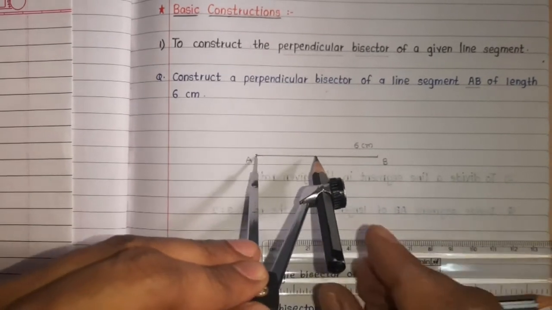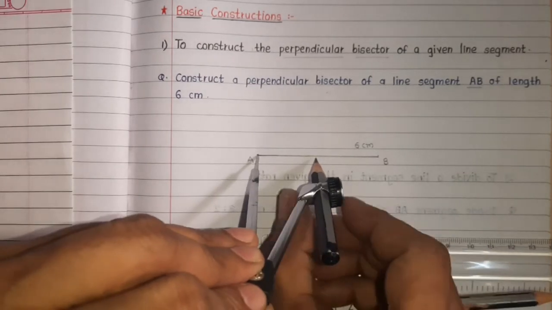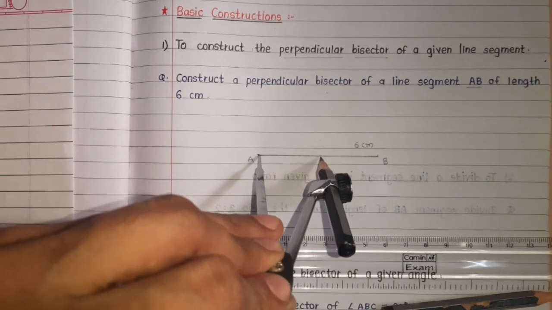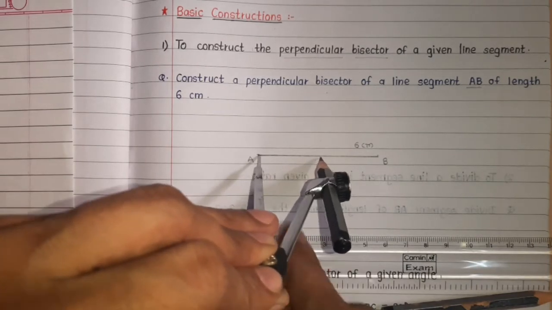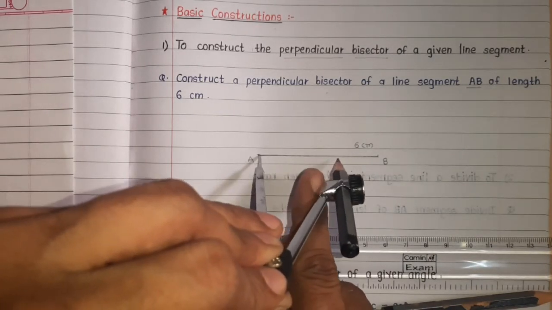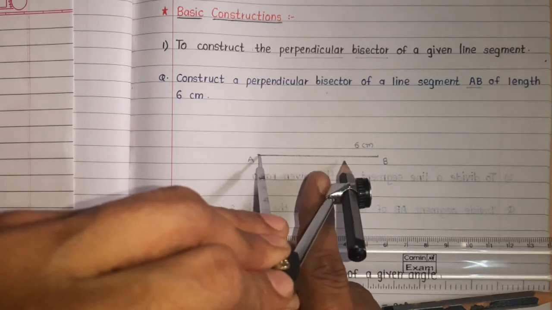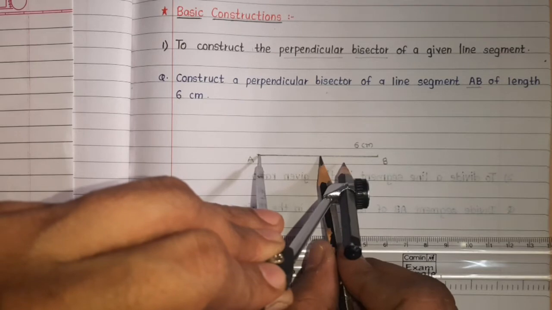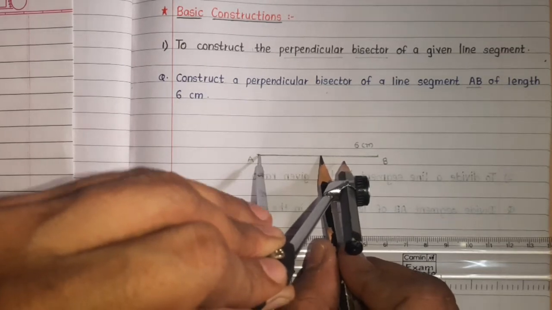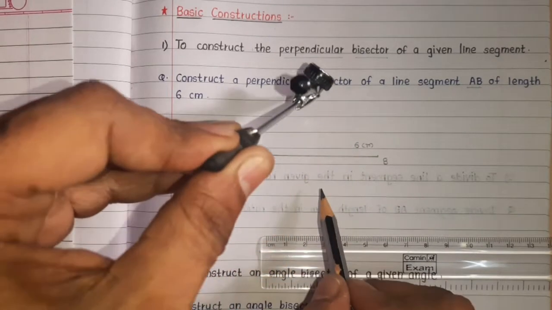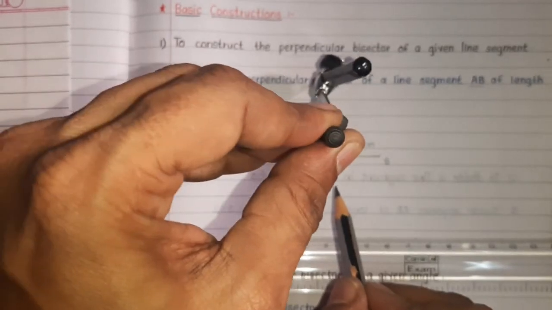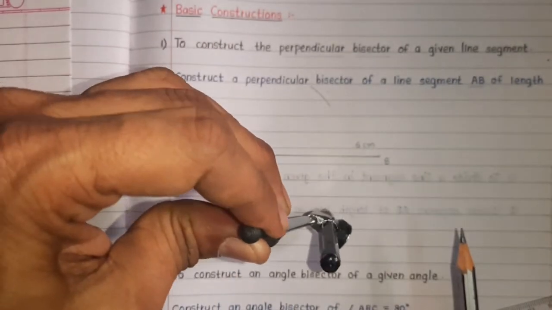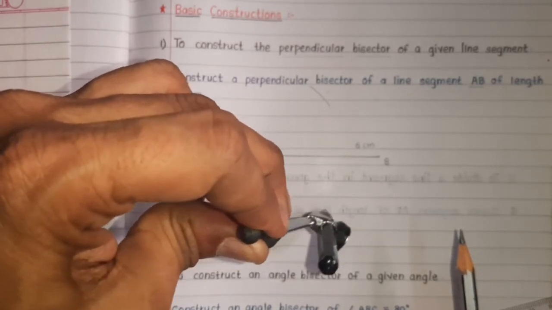Suppose this is A. Not exactly, but we say that this will be the middle part. Therefore, we have to take more than half distance, and this we can assume is the midpoint. At the opposite end of this midpoint, we have to make one arc on the upper side of that segment and below the segment, like this.